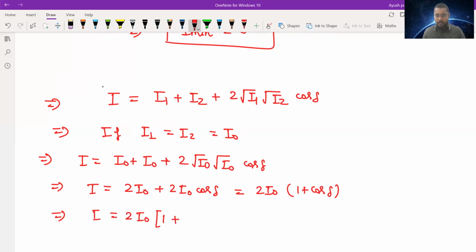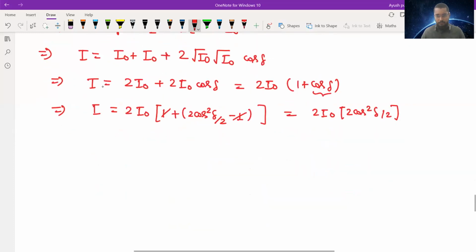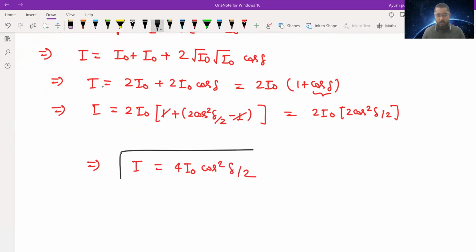I can write 1 plus cos delta as 2 cos square delta by 2, because cos delta is 2 cos square delta by 2 minus 1, right? So minus 1 plus 1 will cancel out. We will be left with 2 I naught times 2 cos square delta by 2. So we will get I is equal to 4 I naught cos square delta by 2. Now this is again a very important equation. You must remember this equation, because by this formula, many questions will be solved in your exam. So just remember this formula. Again, I am highlighting this formula.